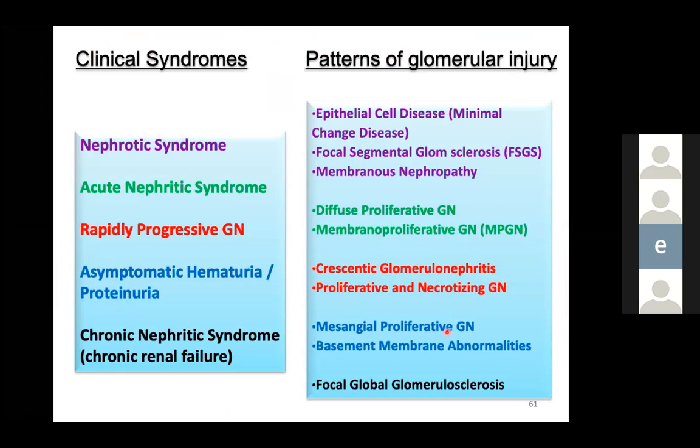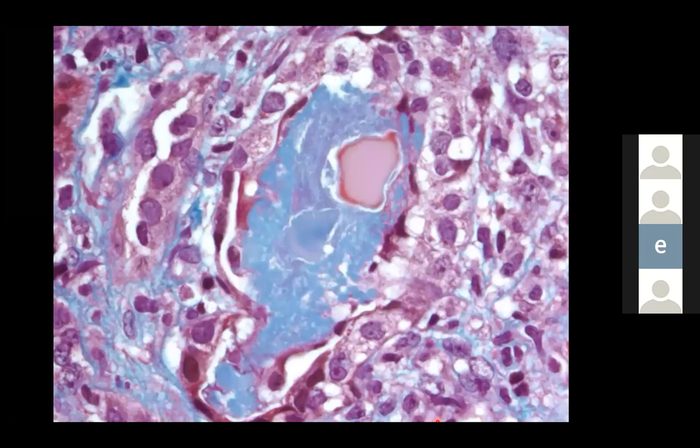So coming back to our first scenario, we have all these syndromes and we have all these patterns, they fit into each other depending upon the immunofluorescence pattern and their morphological patterns, and that is how we try to make the diagnosis.